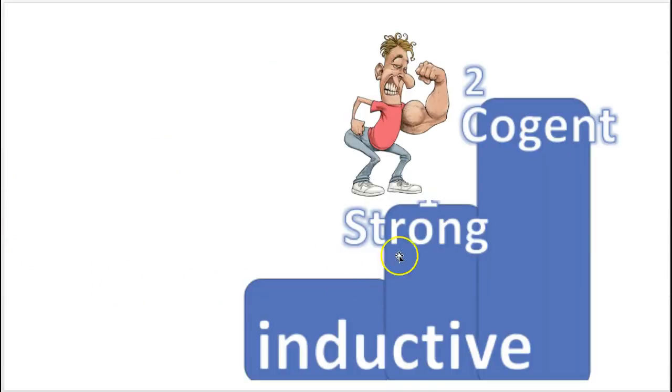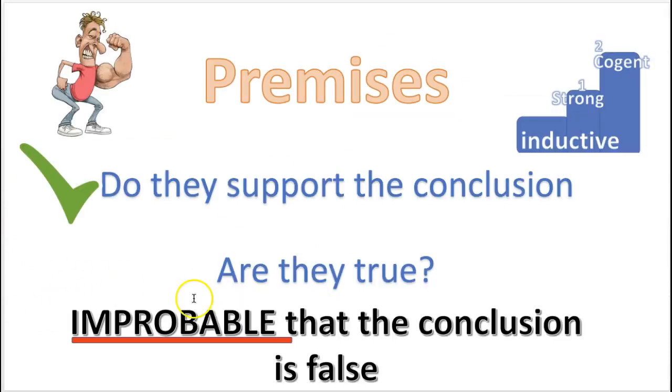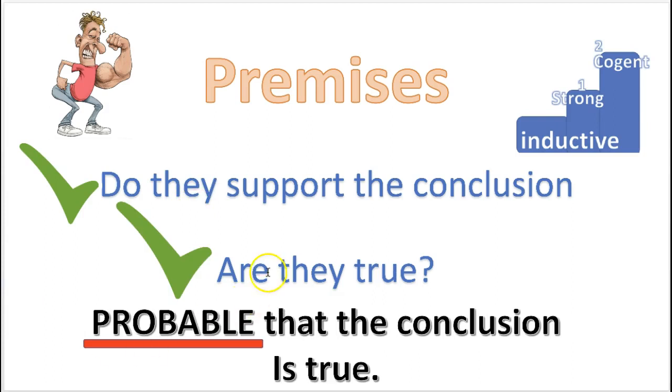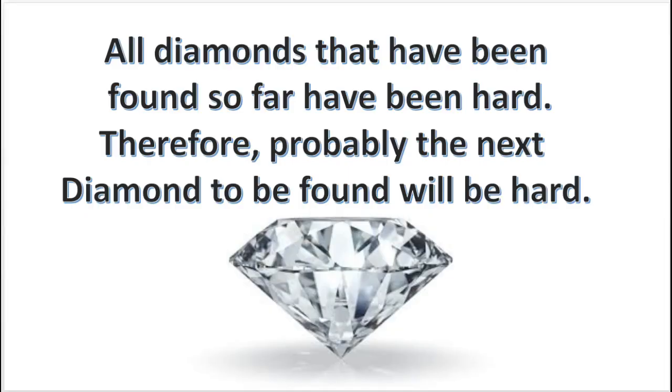Inductive argument. If they do, it's strong. And if you have a strong inductive argument, it is improbable that the premises are true and the conclusion is false. Now, if the premises are assumed to be true, it is probable that the conclusion is true. Remember probabilistic reasoning.